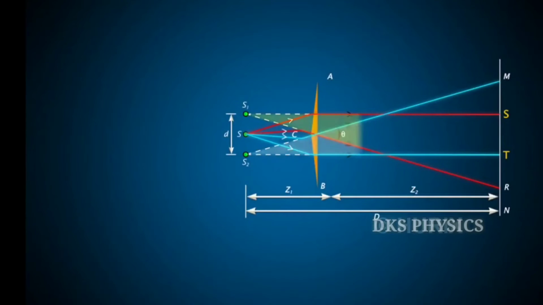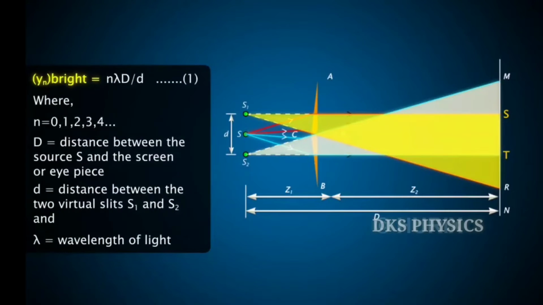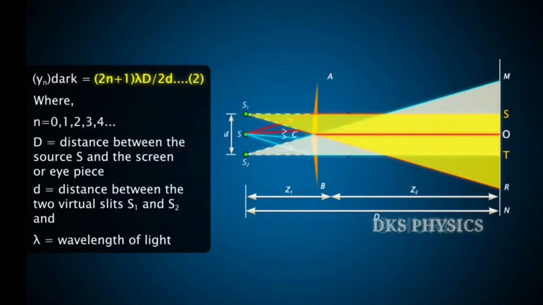Now, the distance of the nth bright band from the central maxima is equal to n lambda D by d, where D is the distance between the source S and the screen or eyepiece, and d is the distance between the two virtual slits S1 and S2. The distance of the nth dark band from the central maxima is equal to (2n plus 1) lambda D by 2d, where D is the distance between the source S and the screen or eyepiece.